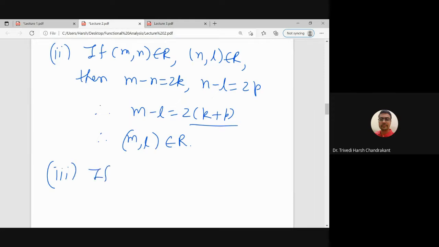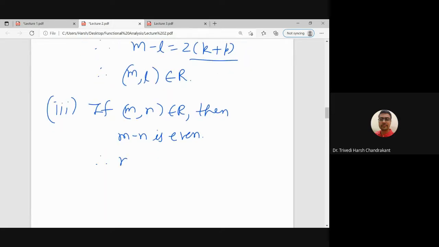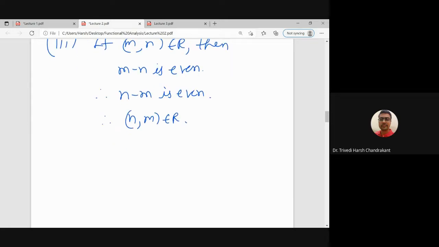The third property is symmetric. So that means if (m, n) belongs to R, then we get m minus n is an even number, right? And if m minus n is even, then obviously n minus m is also even, right? That is just the negative of an even number, which is also even, and that will give us (n, m) also belongs to R. So this is the equivalence relation we already know.